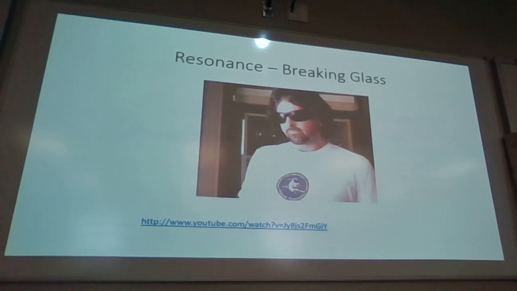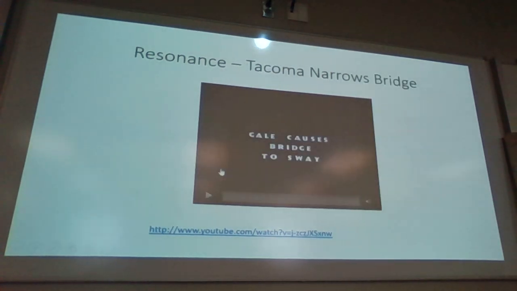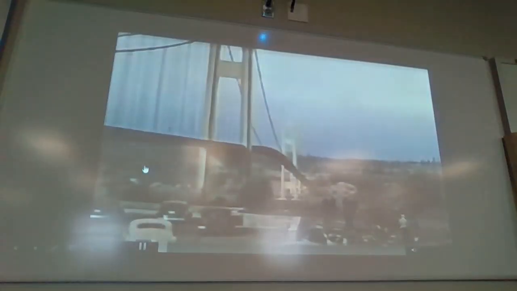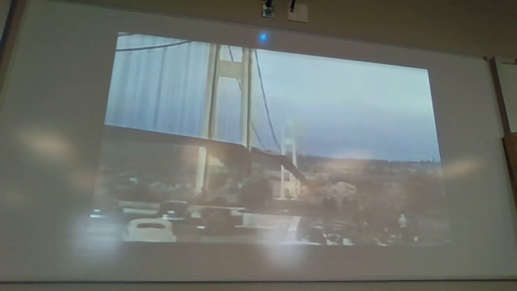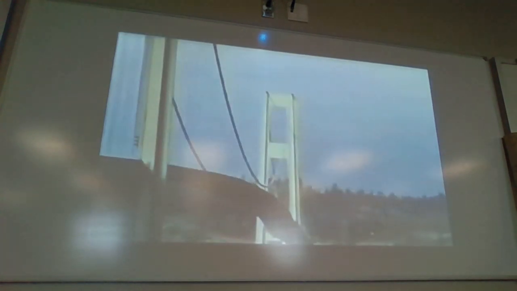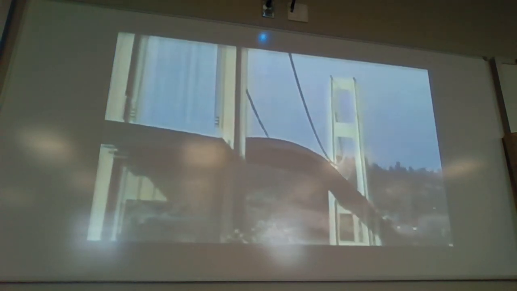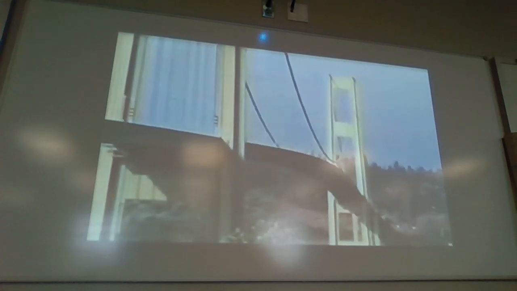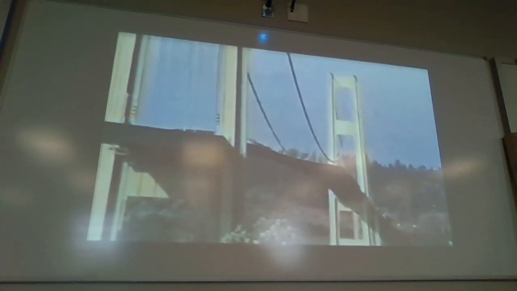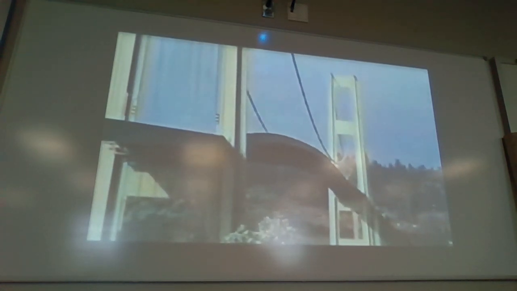Now, a classic example of resonance. Back, I'm thinking in the 40s, they built this suspension bridge. And on one windy day, the wind actually matched the natural frequency of the suspension bridge. This is real time.